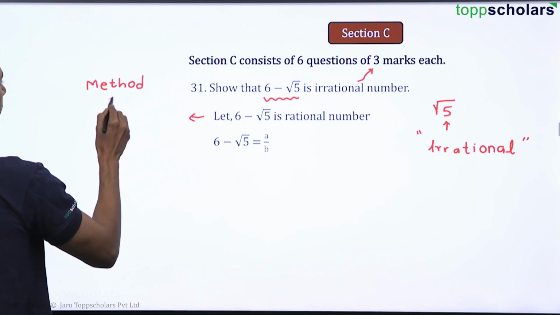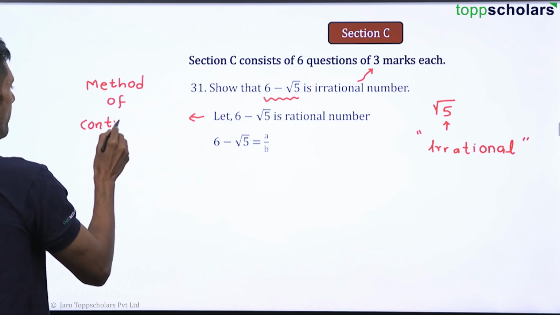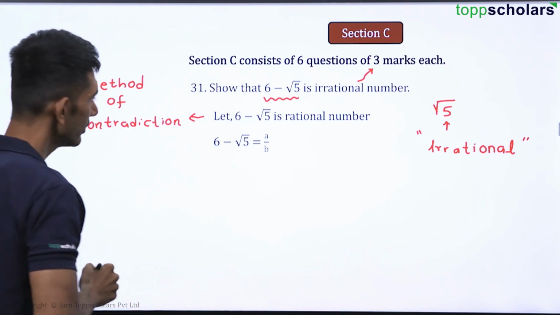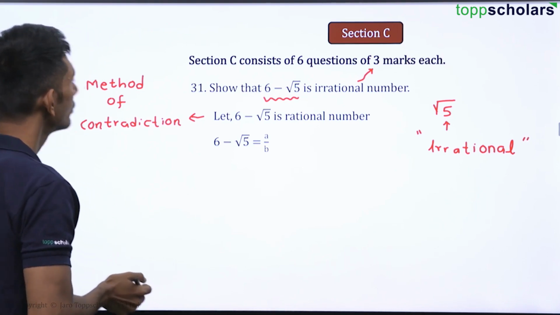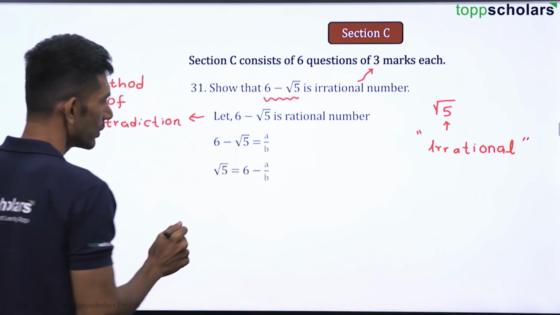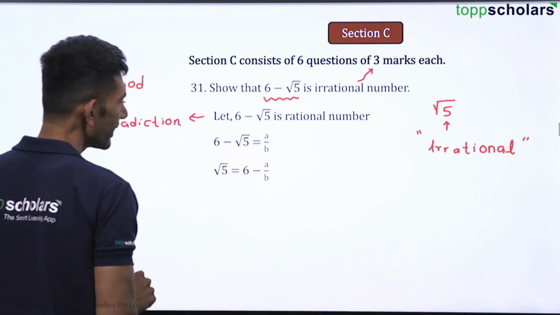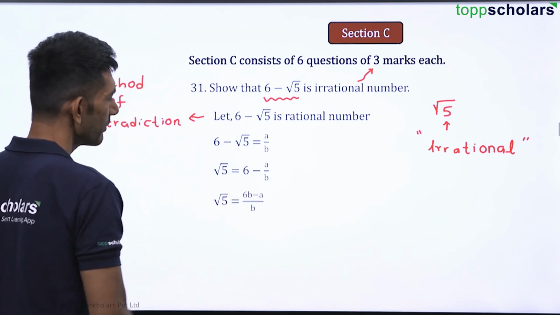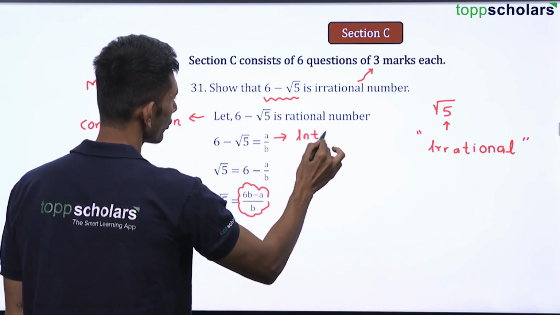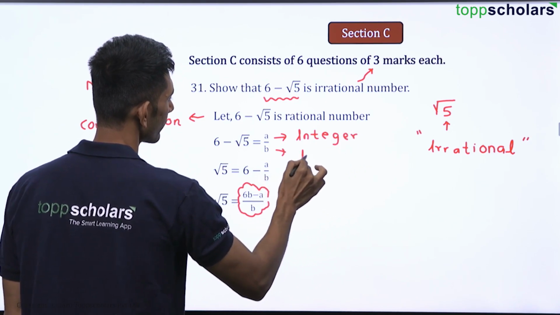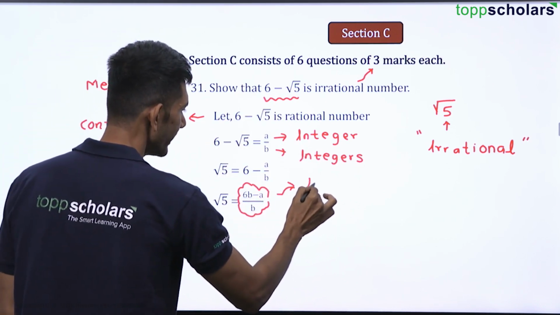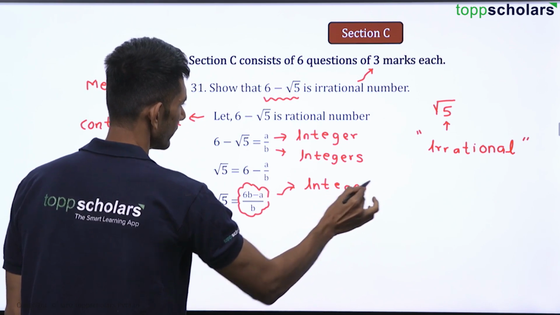We solve this with the help of method of contradiction. So let 6 minus root 5 be a rational number. So 6 minus root 5 will be equal to a by b. So from here can I say root 5 will be equal to 6 minus a by b. So from here can I say root 5 will be equal to 6b minus a by b. Now see, if you see this part, a is an integer, right? That is the definition of rational number where a and b are integers. So whenever we do some operation on integers, this is also an integer.